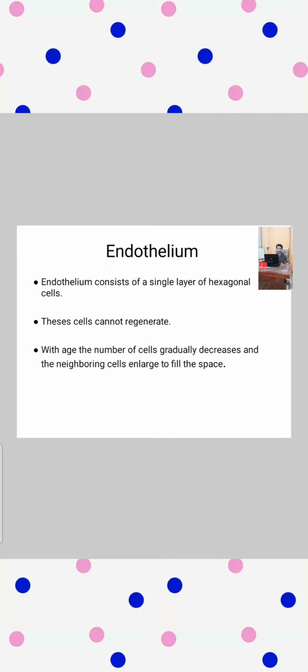And the last layer of the cornea is the endothelium. Endothelium consists of a single layer of hexagonal cells. These cells cannot regenerate. With age, the number of cells gradually decreases and the neighboring cells enlarge to fill the space. So the only structure which is regenerative is the epithelium. The other four layers are non-regenerative in nature.